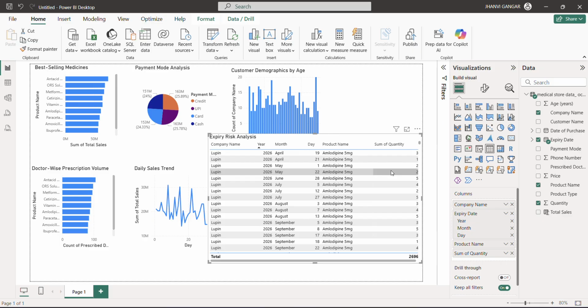So this is also useful data in analyzing the expiry risks. If a product is near the expiry and it is still not sold, it's still in the stock, then it has to be thrown away or disposed of. So accordingly, the pharmacist can decide what has to be done with the data.